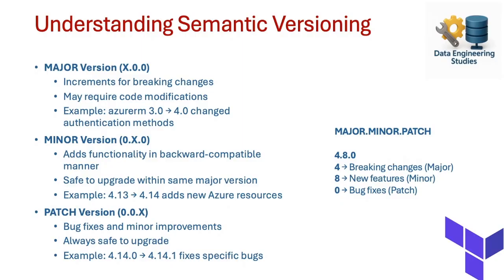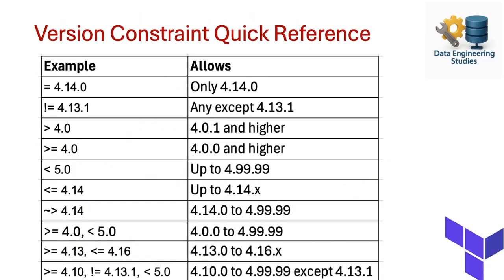Now that you understand semantic versions, let's talk about version constraints. How you specify which version of a dependency your project can use. First, the equal sign. When you write equal to 4.14.0, you are pinning an exact version, that is 4.14.0. Nothing else will work. This will give maximum control, but means you won't get any bug fixes automatically.